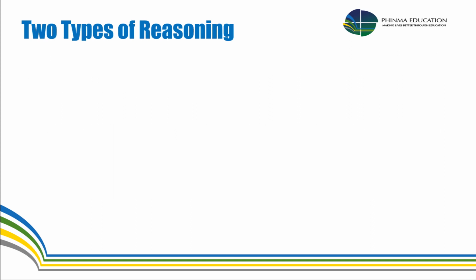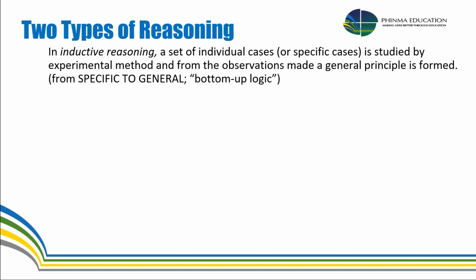Okay, so now let's proceed to another type of reasoning, the inductive reasoning. In inductive reasoning, it is the opposite of deductive. Inductive reasoning is when a set of individual or specific cases is studied by experimental method, and from the observation made, a general principle is formed. So inductive reasoning goes from specific to general, or what we call the bottom-up logic.